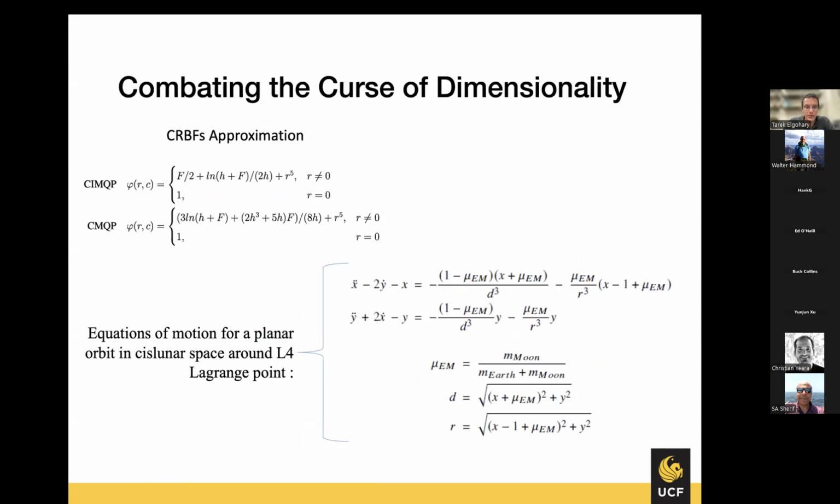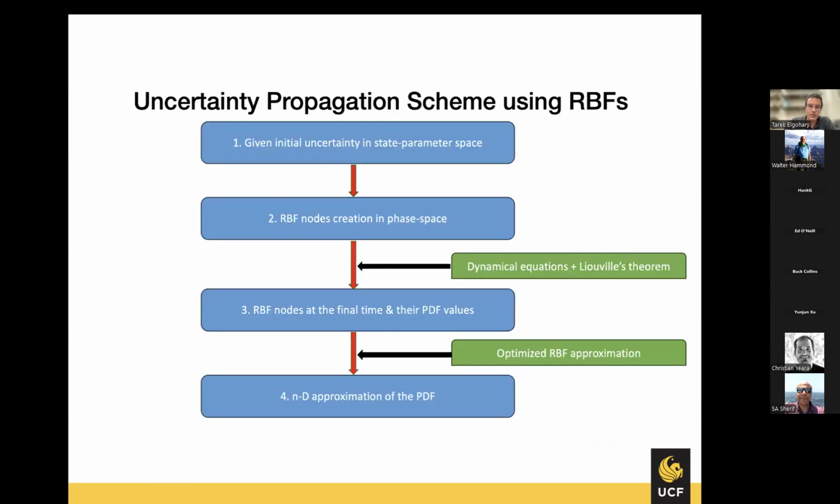And I'm gonna skip a little bit of the math. This shows the basis functions that we use for approximation, the uncertainty approximation or uncertainty propagation. But I'm gonna show you the steps. So here we are using radial basis functions to approximate the uncertainty.